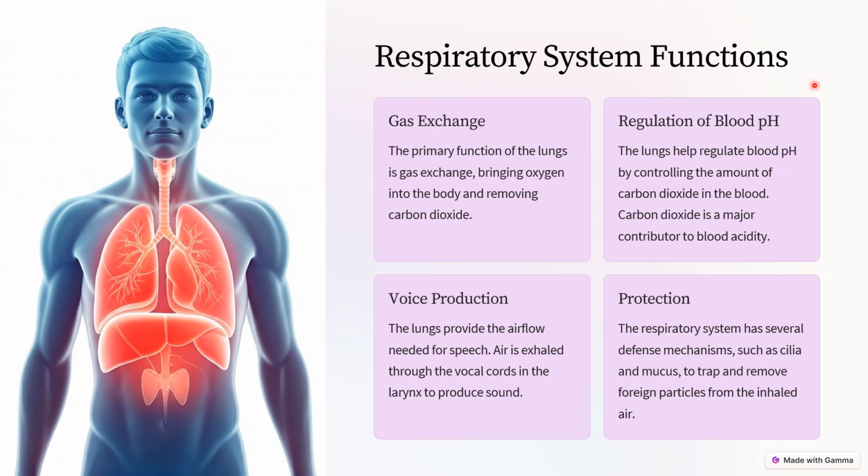Next, respiratory system functions. First, gas exchange. The primary function of the lung is gas exchange, bringing oxygen into the body and removing carbon dioxide. Then regulation of blood pH. The lung helps regulate blood pH by controlling the amount of carbon dioxide in the blood. If the carbon dioxide is in excess, hypercapnia, then the pH will not be maintained. That's how the pH is maintained in the blood, by controlling the amount of carbon dioxide. Carbon dioxide is a major contributor to the blood's acidity.